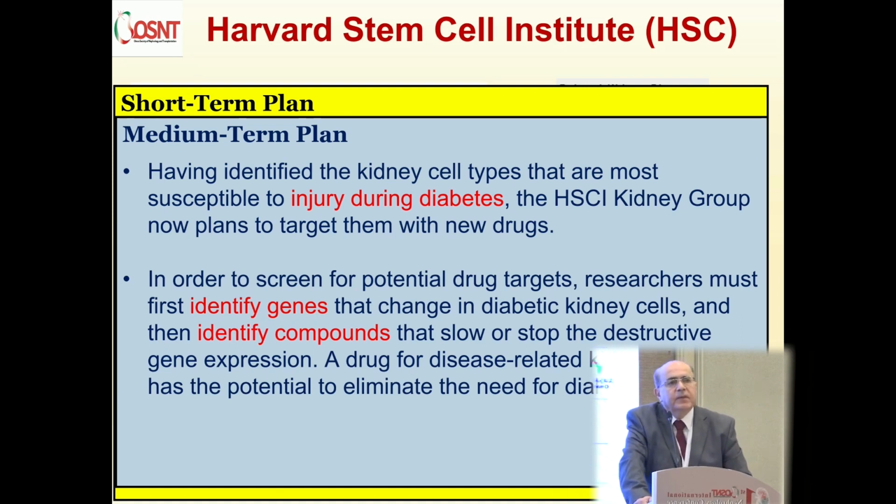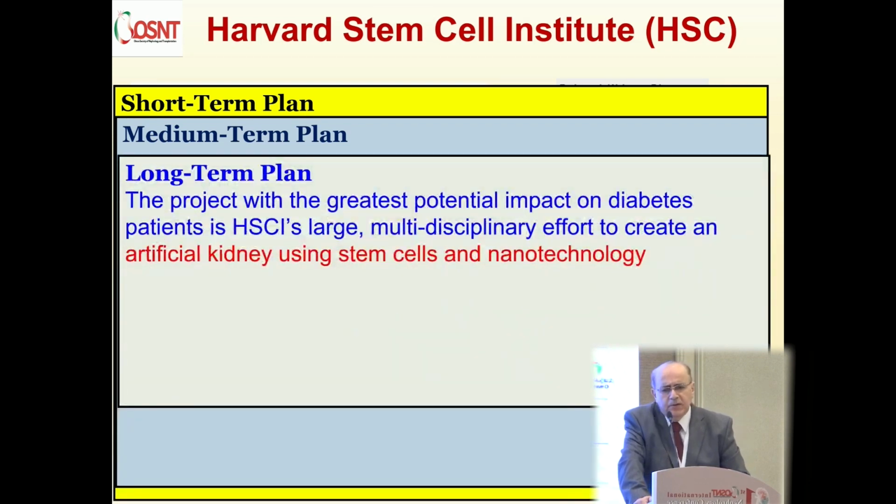One of the targets also is to identify genes that change in diabetes, in diabetic kidney cells. If we identify these genes, then we can identify compounds that slow or stop the destructive gene expression. A drug for disease-related kidney damage has the potential to eliminate the need for dialysis. So first we have identified the cells which are most susceptible to injury, then identifying the gene, and later on the plan is to identify a compound that modifies this gene expression. The long-term plan, of course, is an artificial kidney using stem cell and nanotechnology.